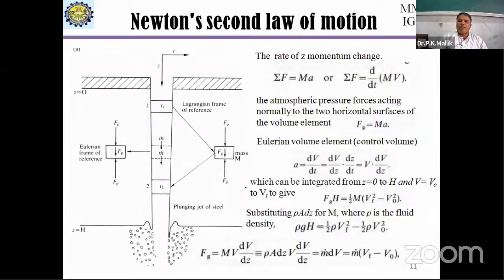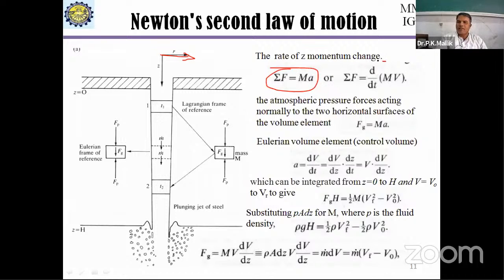So this is how you can solve the problems or find the momentum, using Newton's second law of motion. You know the rate of momentum change. Here you are considering the z axis and a radial axis r. The sum of the forces F is equal to mass into acceleration.